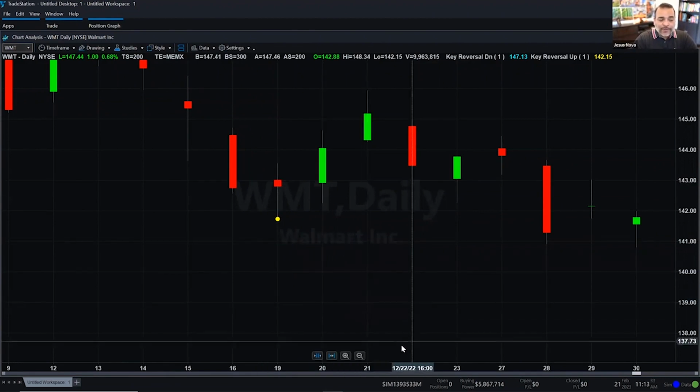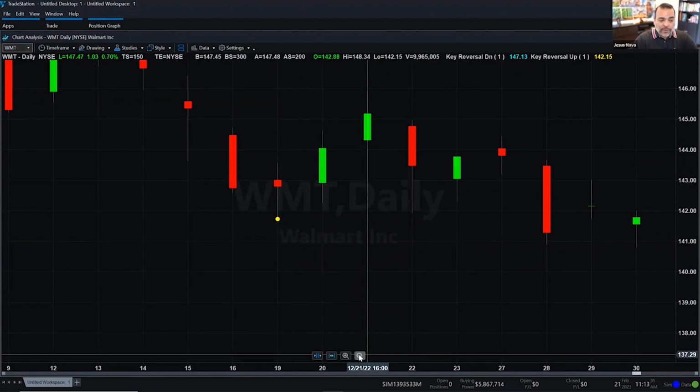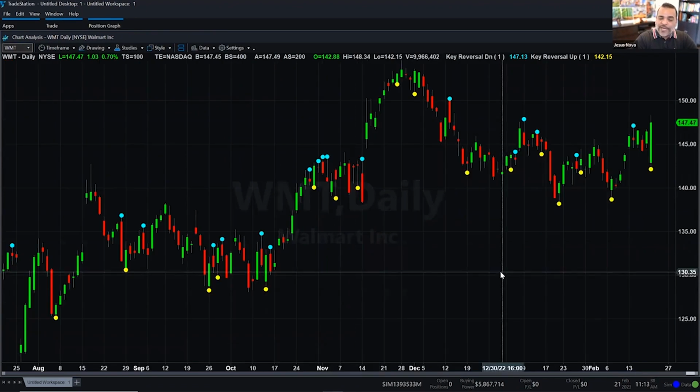TradeStation has a couple of strategies that go along with this concept. Notice that we haven't changed the inputs. We're still on default, but the key reversal that we just used here can be changed, and you can make it a little bit more strict. As of now, it's just looking at one bar back.